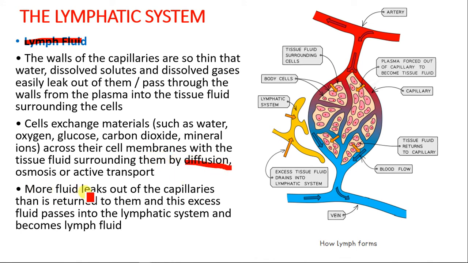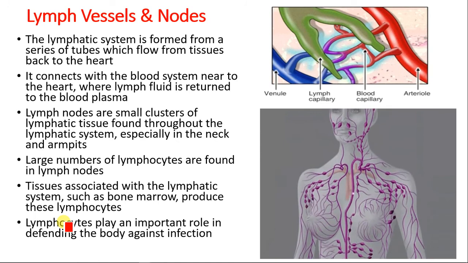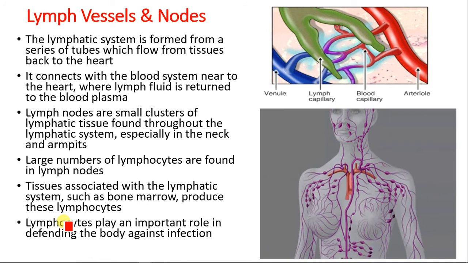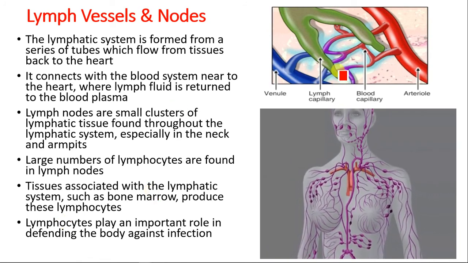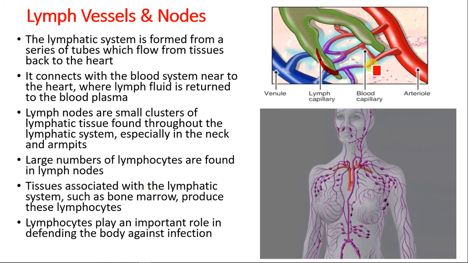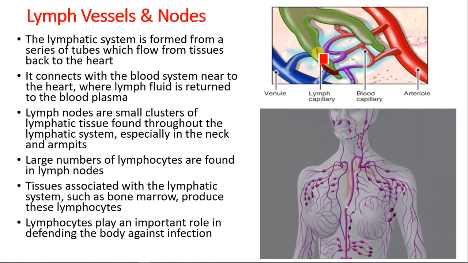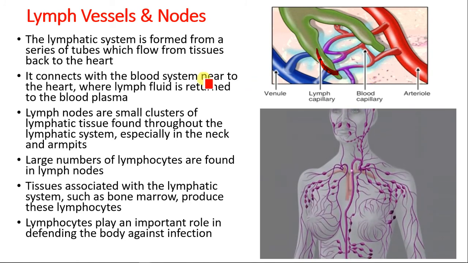Now, more fluid leaks out of the capillaries than is returned to them. And this excess fluid passes into the lymphatic system and becomes part of what is known as the lymph fluid. So quickly, the lymph vessels and lymph nodes. It's just what I'm trying to explain here. You see, these are the lymphatic capillaries. They help to carry the excess fluid into the lymphatic system.